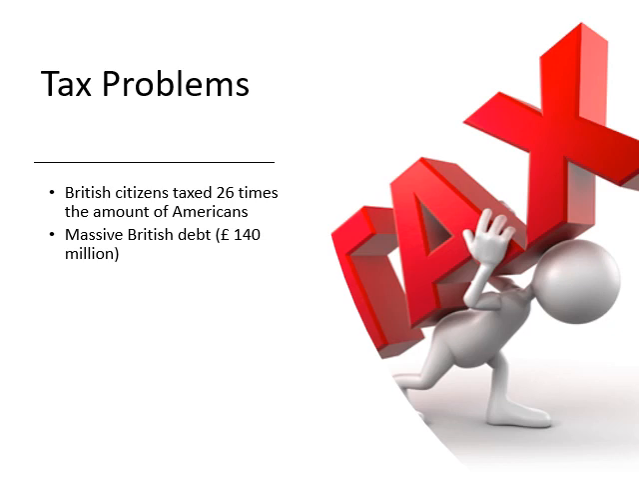So there's also the problem of the massive British debt, as I've said, 140 million pounds. And these are tax problems for the British Empire. They have to have money somewhere to pay this debt. And actually, during this time, British citizens are taxed 26 times the amount of Americans. So they're taxed hugely compared to the Americans.